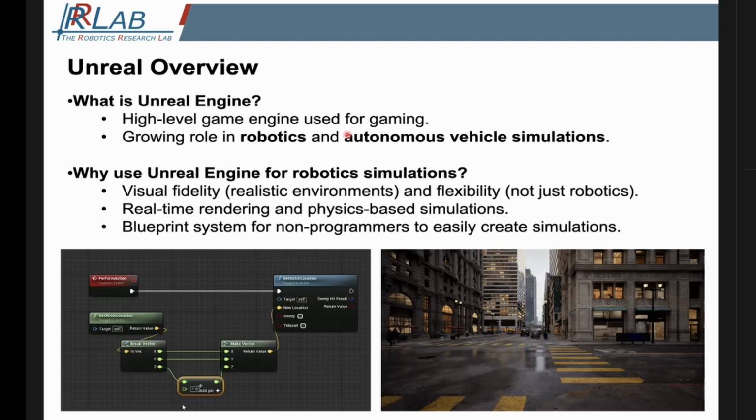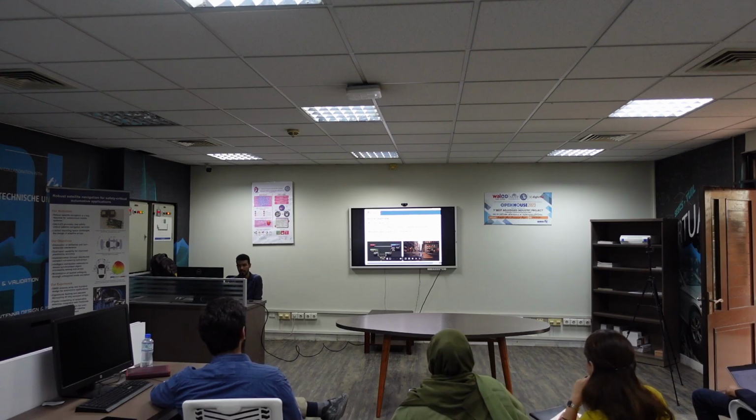Okay, so quickly, an overview about Unreal. Unreal is a high-level game engine used for gaming. It was officially introduced for creating games, not for simulations. But as we can see with games, with every update or every new version, we get more realistic visualizations in games, and that's why researchers found out that okay, we can use it to create realistic simulations.